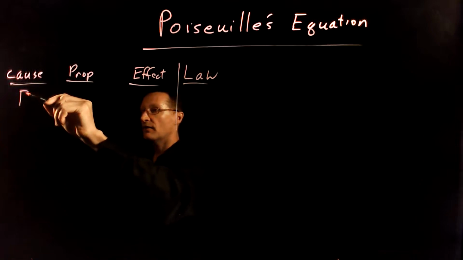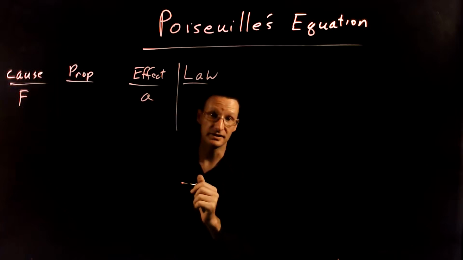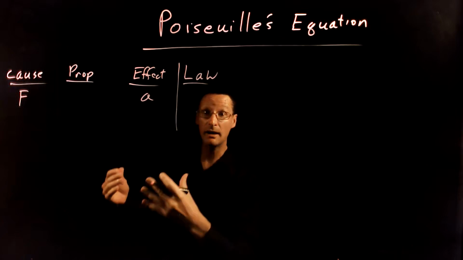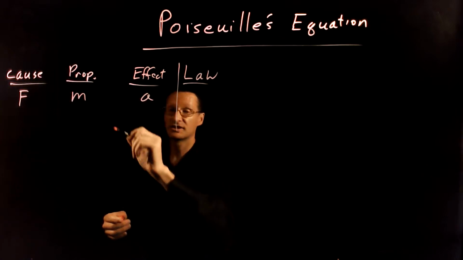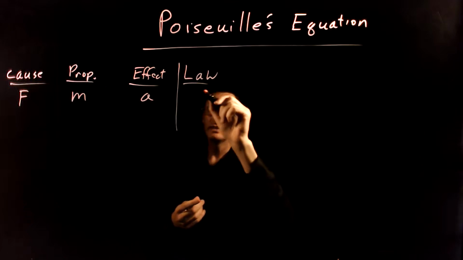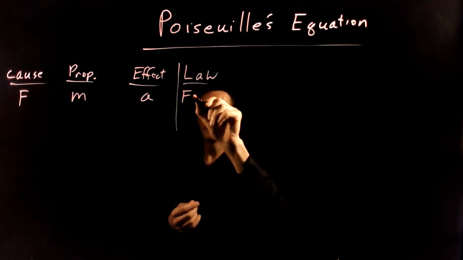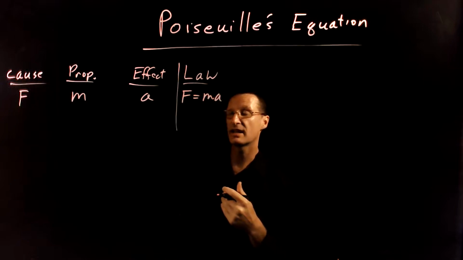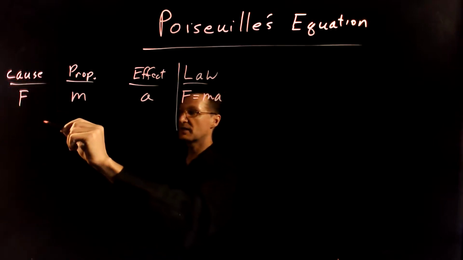So the first cause and effect that we talked about is that forces cause accelerations, but not all forces cause the same accelerations. It depends on the object, specifically the property of the object, the inertia that is characterized by the mass. I'm going to write the law that connects these three: the force is equal to mass times acceleration. Of course, it's the net force, but that's the connection between these three, the cause, effect, and the property.